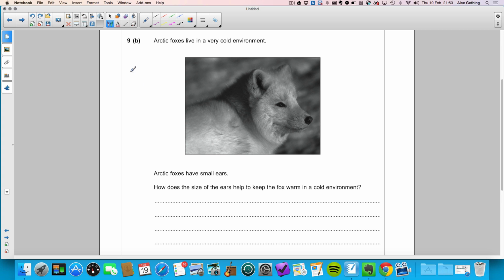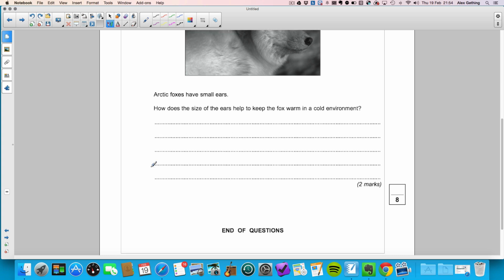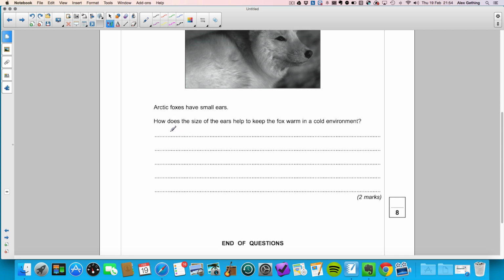Question 9b. Arctic foxes live in a very cold environment. Arctic foxes have small ears. How does the size of the ears help to keep the fox warm in a cold environment? 2 marks for this.